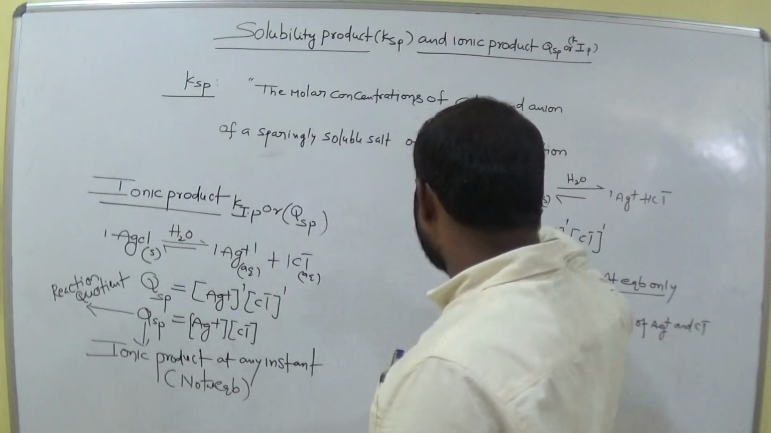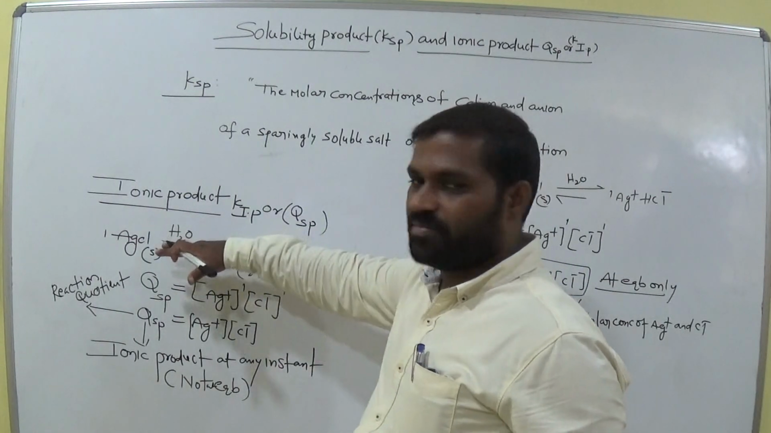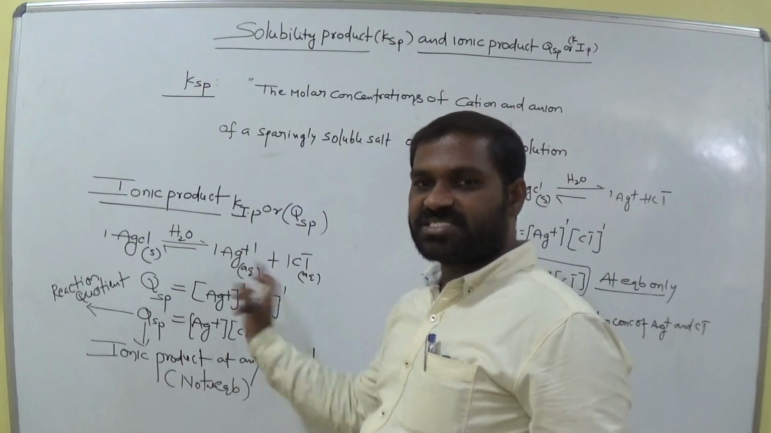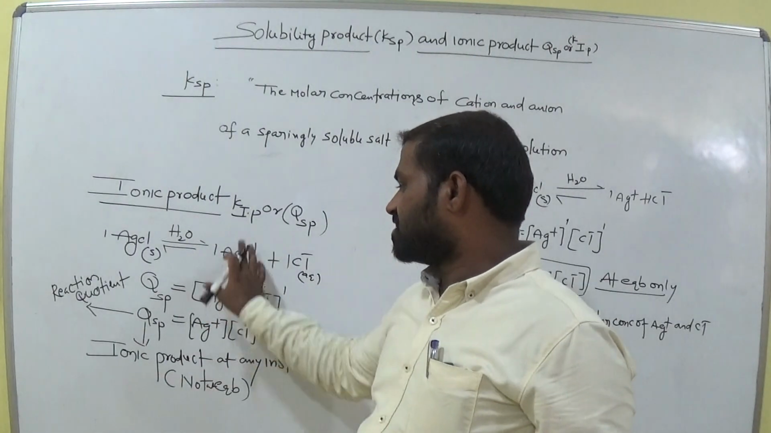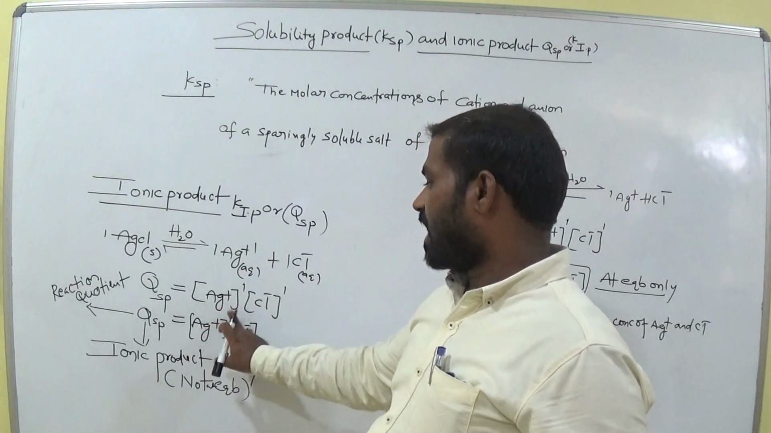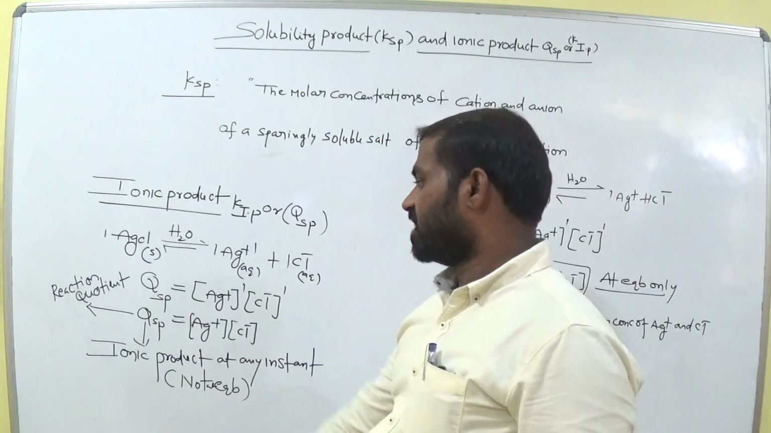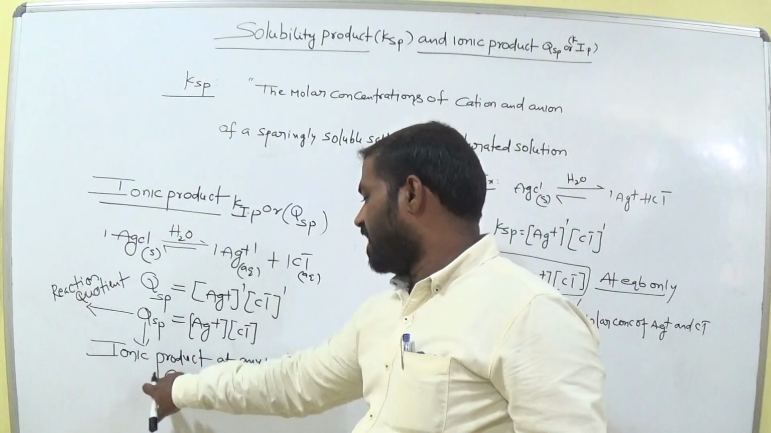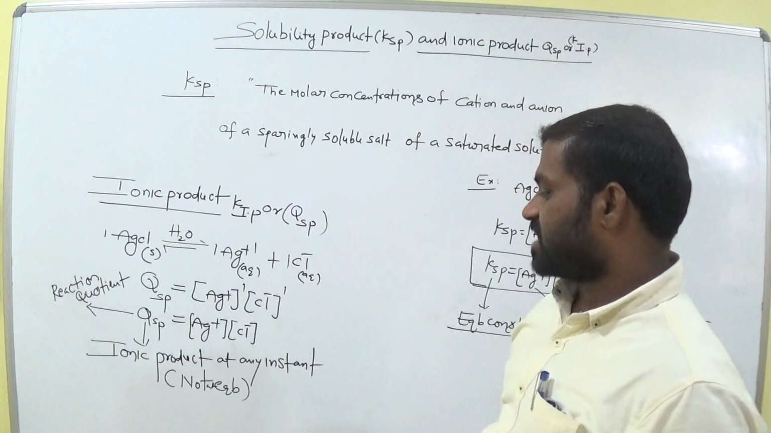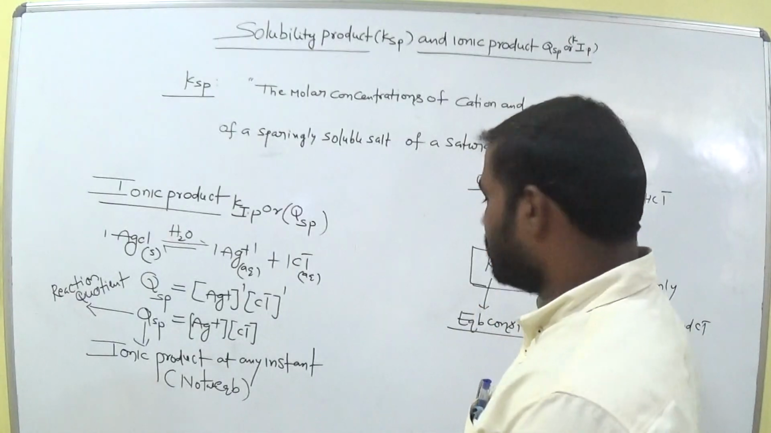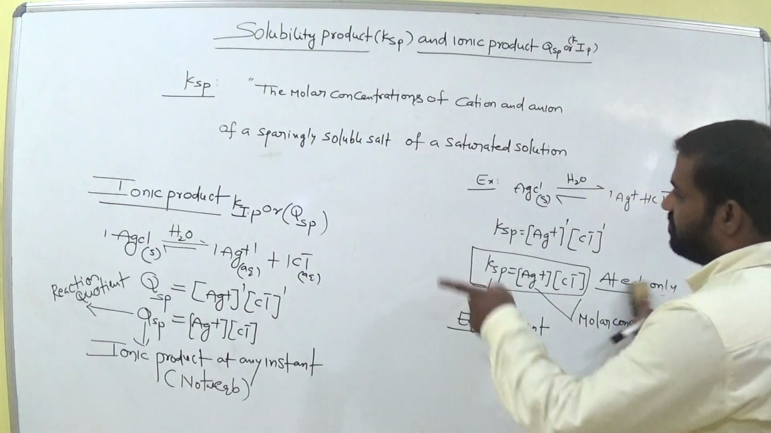KSP is exactly at equilibrium, where the rate of forward equals the rate of backward. So at any instant we can write the expression, that is the molar concentration of cation and anion, which equals QSP, where Q is the reaction quotient. QSP means ionic product at any instant, not at equilibrium. Okay, so now the definition for QSP.